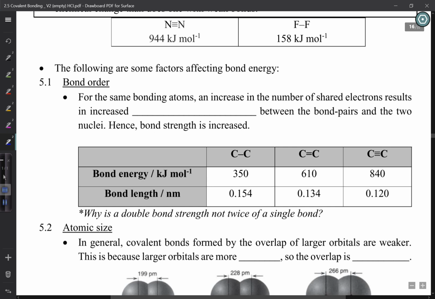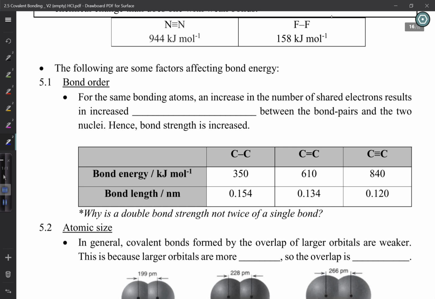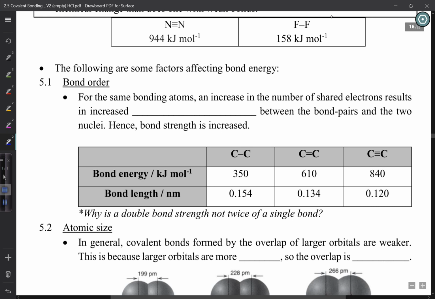Obviously, the more bonds you have, the stronger the bond is, right? So you can see that for C–C single bond, C=C double bond, C≡C triple bond, the bond energy increases from 350 to 610 to 840, and then the bond length progressively decreases as well. So for the same bonding atoms, an increase in the number of shared electrons results in an increased electrostatic force of attraction between the bond pairs and the two nuclei.